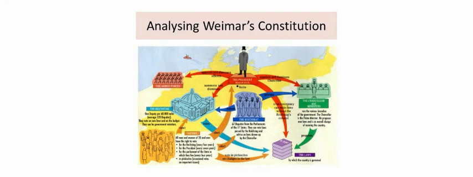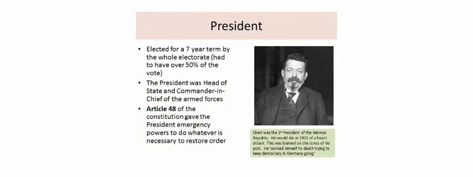By making sure that power is split between the people who can make the laws, the Chancellor, and the people who control the armed forces and have influence over the Reichstag, the President, they are trying to make sure that one group or one person doesn't get too powerful. Now, as we shall see, that isn't quite how it works out. So, the power of presidents.